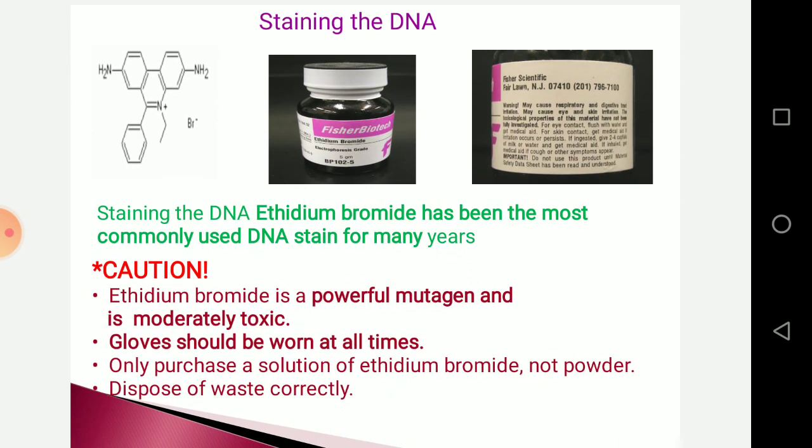While preparing the sample we use ethidium bromide, and while using ethidium bromide you should be very careful because it is carcinogenic. If it comes in contact with your skin, or if by mistake it goes inside your mouth, it can cause cancer. So you should be very careful while using ethidium bromide for staining of DNA.